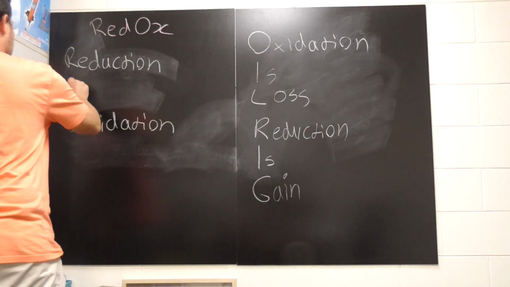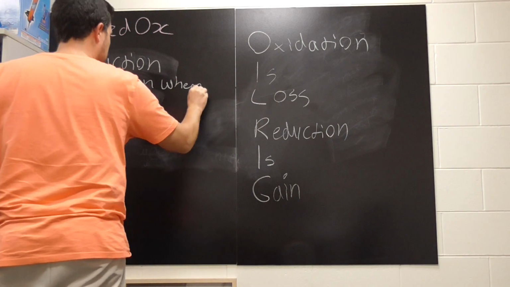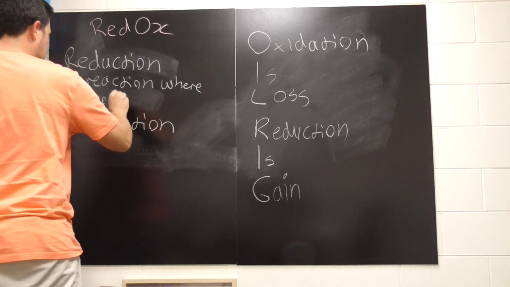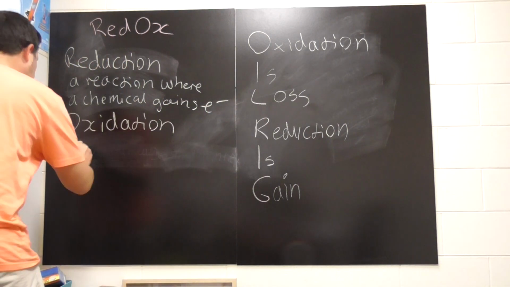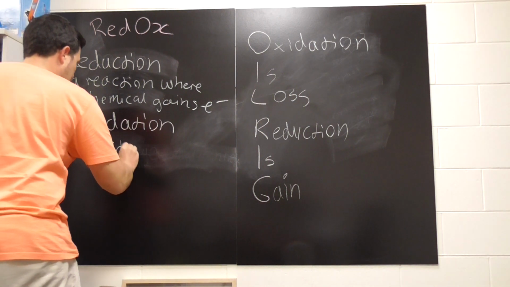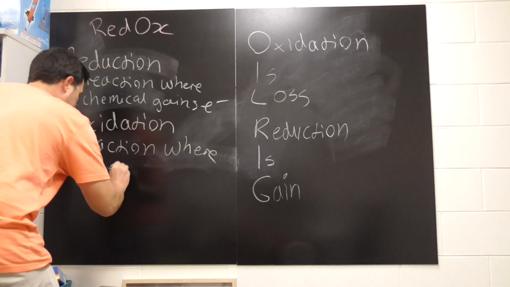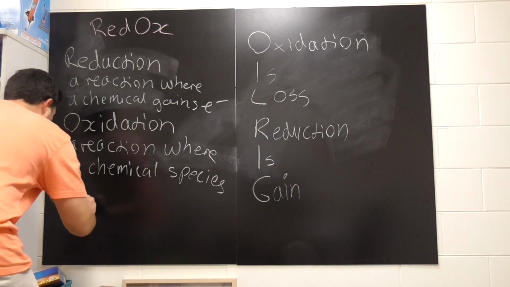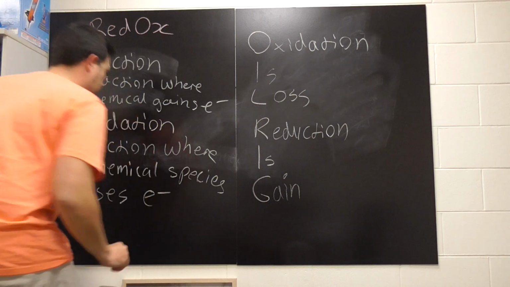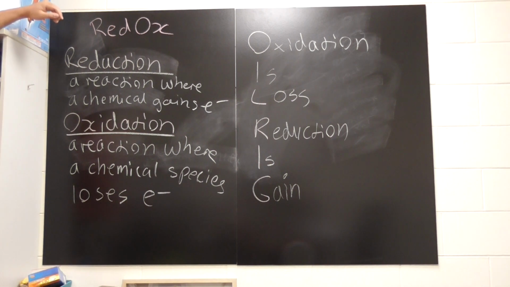So I'm going to add some definitions here. Reduction is a reaction where a chemical species gains electrons, which I'll indicate with e minus, and oxidation is a reaction where a chemical species loses electrons.